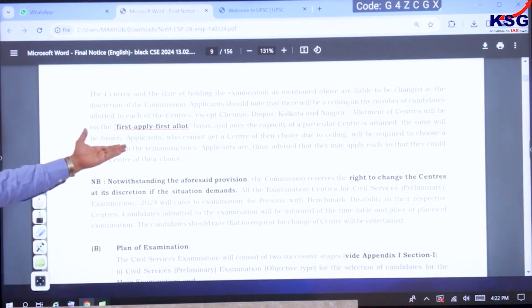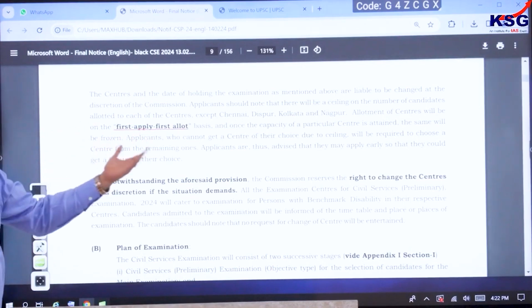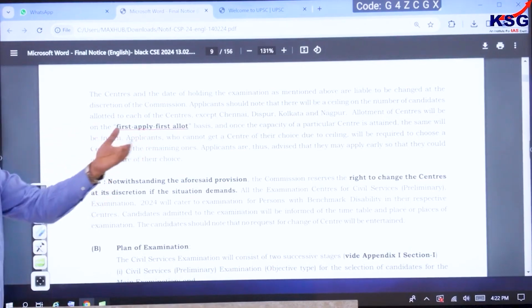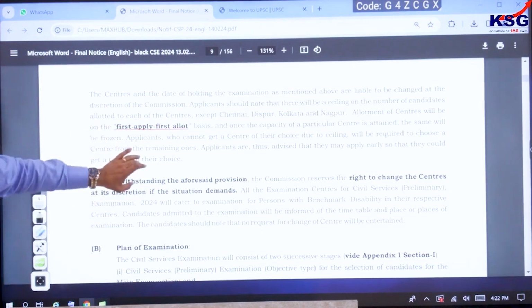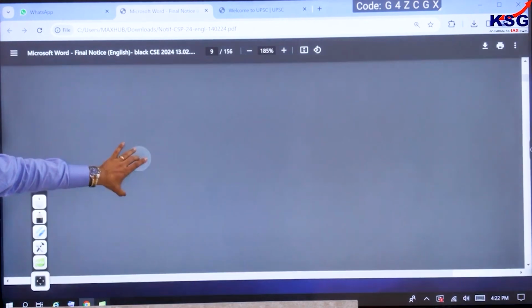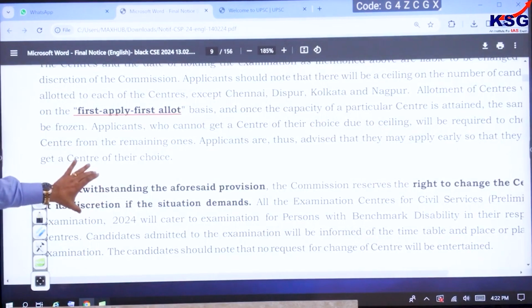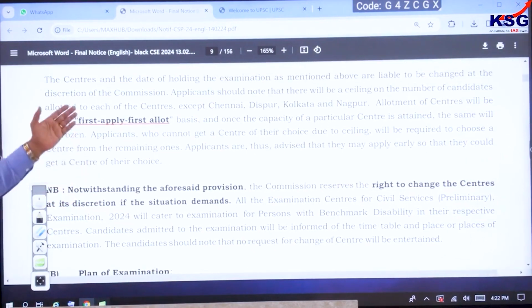Okay, I have mentioned that first apply basically, anybody who comes and let's say कोई एक center में apply कर रहा है and वो center भर जाए तो वो contact जो होंगे वो centers पे आपको opportunity नहीं दी जाएगी to appear for the paper. That is what I have mentioned.